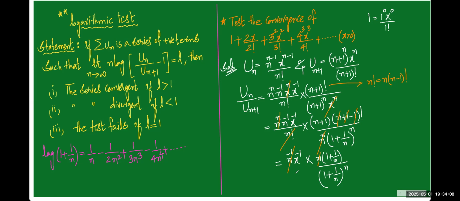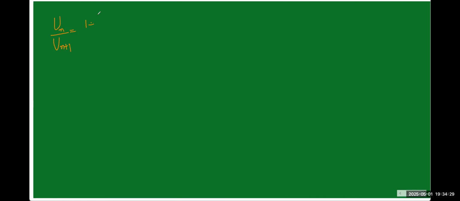So now next step I'll write un by un plus 1 value. Un by un plus 1 value is equal to, what's left here, you see, a very important step: 1 plus 1 by n divided by 1 plus 1 by n whole power n into x power minus 1, which can be written as 1 by x. Please tell me if you have any problem in this step, very important step. No doubt?